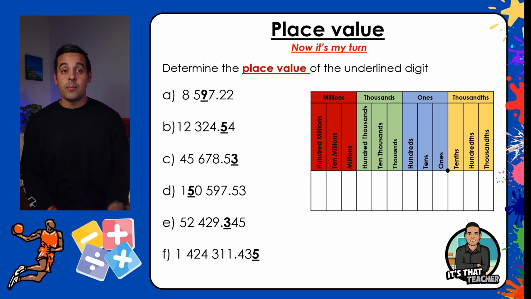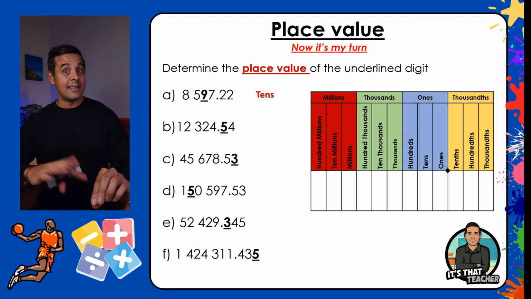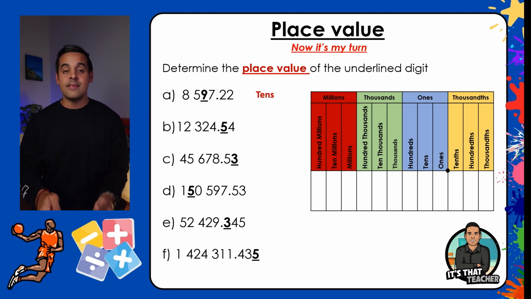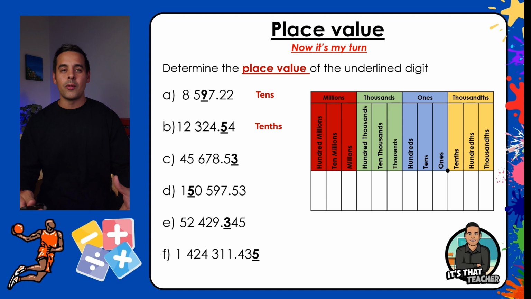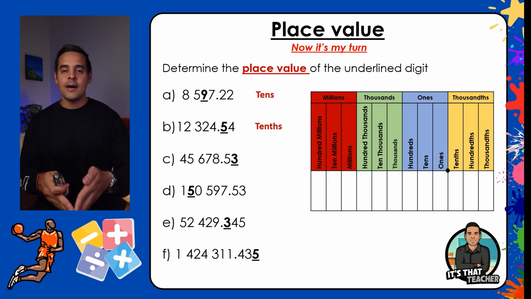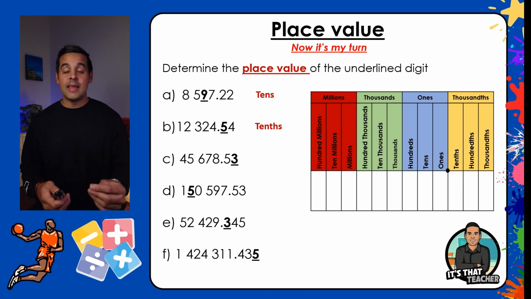8,597, the 9 would be in the tens column. B, 12,324 point, the decimal place. Remember, there's a special name for the first number after the decimal place. It's called the tenths column. So that 5 would be in the tenths column. In C, you can see the 3 is the second number after the decimal place, which you can see in the yellow square is hundredths.